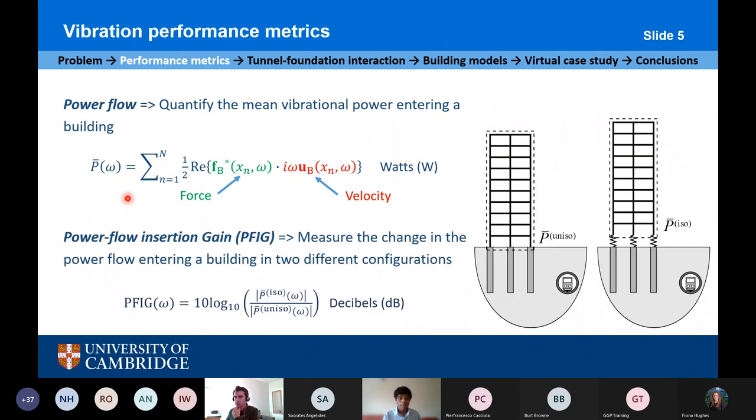And then we can use the power flow to calculate the power flow insertion gain, and again use that to compare between different configurations of the building. So in this case, we can compare when we have an isolated building compared to the unisolated case of the building represented by a set of base isolation springs. And again, this is similar to the insertion gain. This is measured in units of decibel.